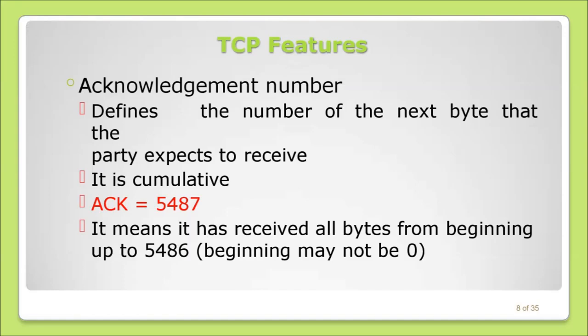It is cumulative. ACK is equal to 5487. This is an example to understand. What does it mean? It means it has received all bytes from the beginning up to 5486. The destination has received a total of 5486 bytes, and the destination expects the next byte, which is 5487.